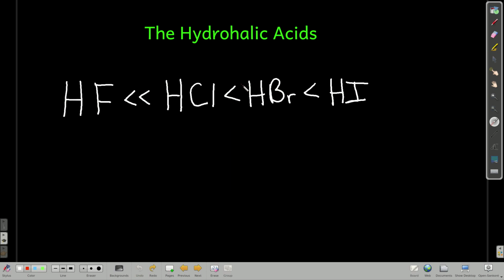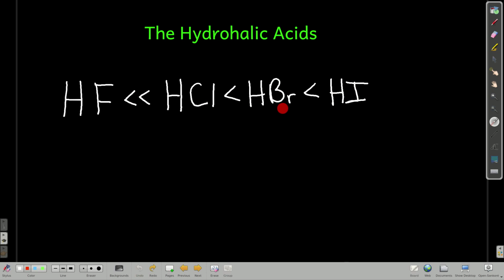So first, let's look at the hydrohalic acids, the hydrofluoric, hydrochloric, hydrobromic, and hydroiodic acids. In these molecules here, it ends up that the bond length is the most important factor. Because there's just a halogen attached to hydrogen, hydrogen is consistent. The only thing that's different is the halogen.